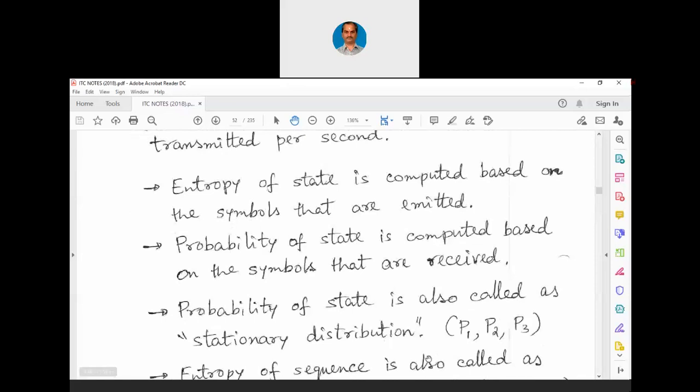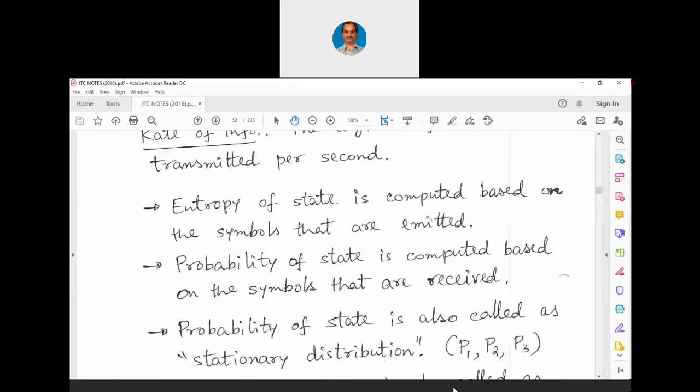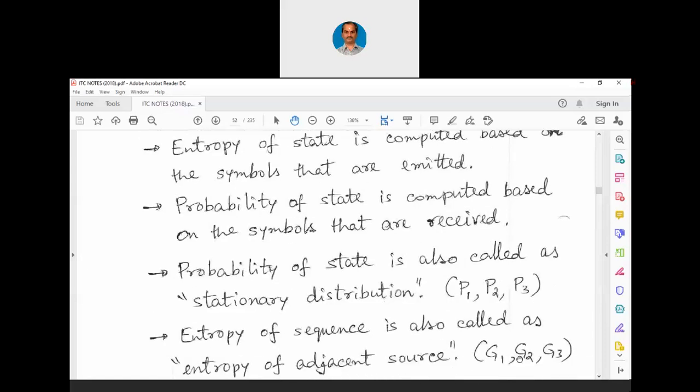I did not get into all these statistical names till now, because it is really not so necessary for the understanding of information theory. Still, as they are of mathematical importance or of historical importance, I am listing them here. Probability of state is also called the stationary distribution, and we have already denoted it as capital P1, P2, P3.